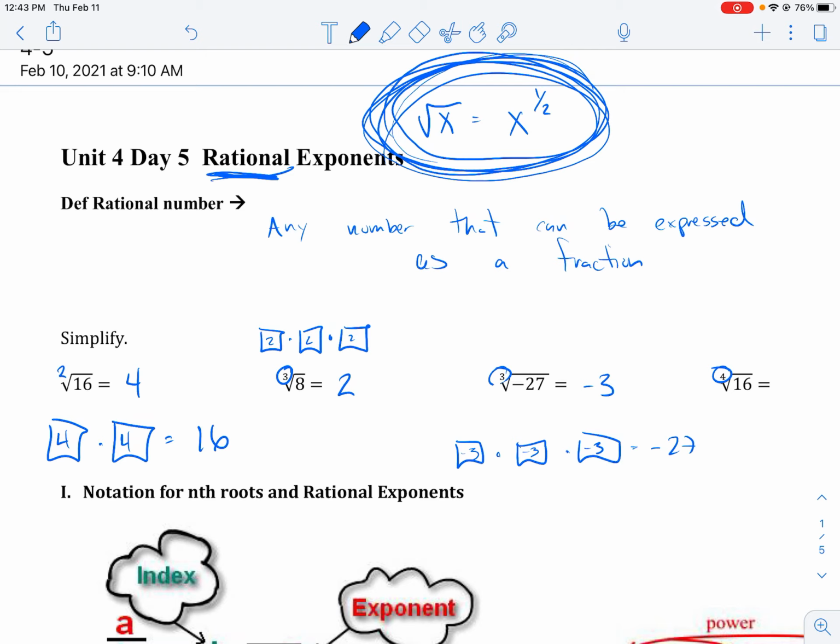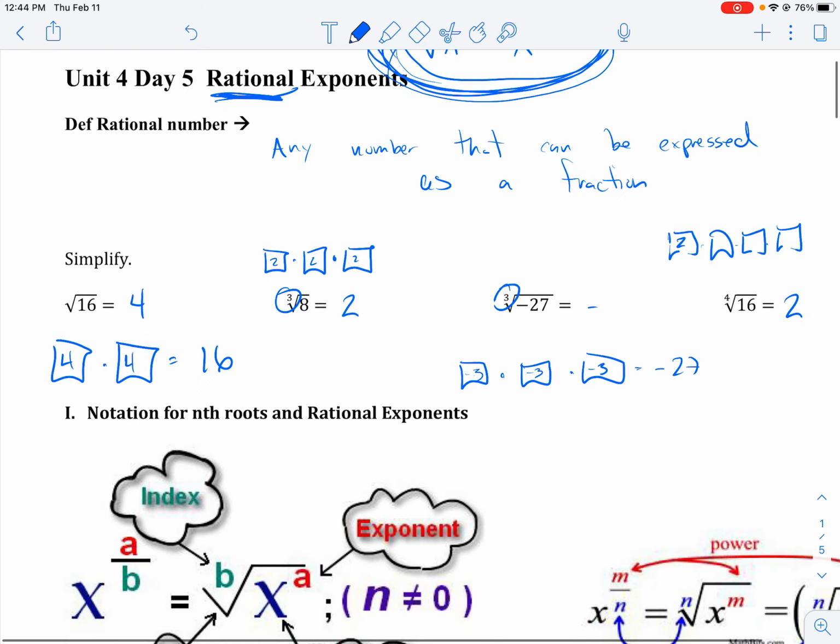Every time you have an odd index, you can have negative numbers in there, because negative 3 times negative 3 times negative 3 is negative 27. Anytime you have an even index, that's when you get those imaginary numbers. We'll keep practicing these as we go. And this last one, what number times what number times what number is equal to 16? Again, that's just a 2. So you get those imaginary numbers when your index is even.